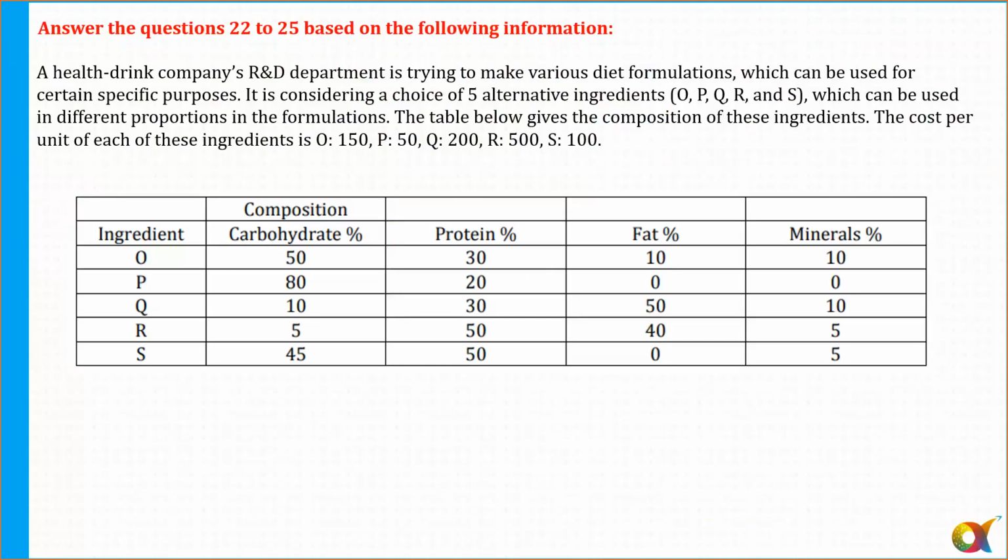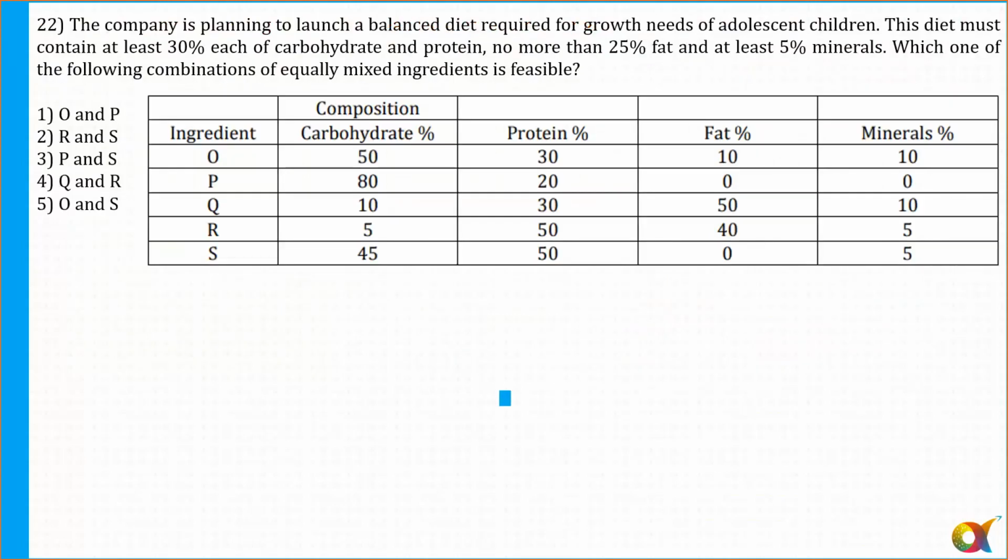So this question is what I prefer attempting first. The company is planning to launch a balanced diet required for the growth of adolescents. The diet must contain at least 30% each of carbohydrate and protein, fat no more than 25%, and minerals at a minimum of 5%. Which one of the following combinations of equally mixed ingredients is feasible? So equally mixed, so equal ratios. I just need to add these two values and divide by 2 just to check.